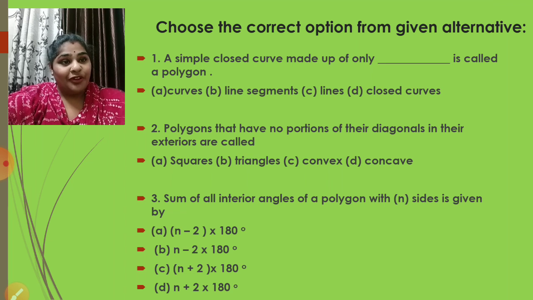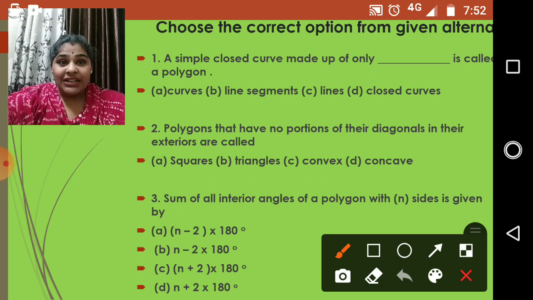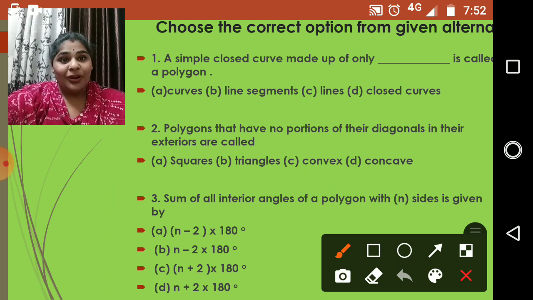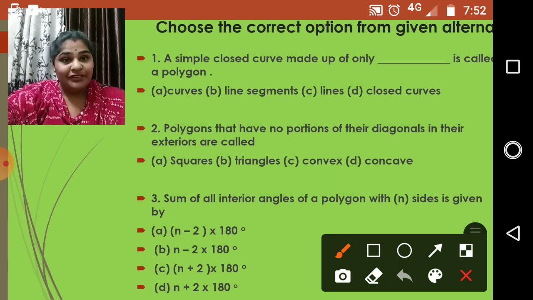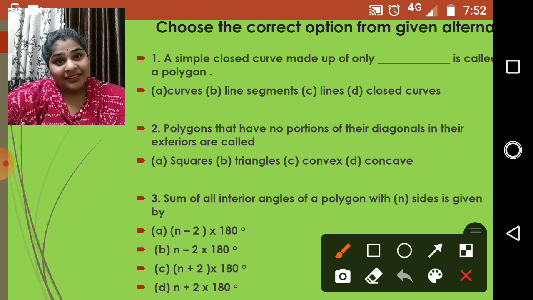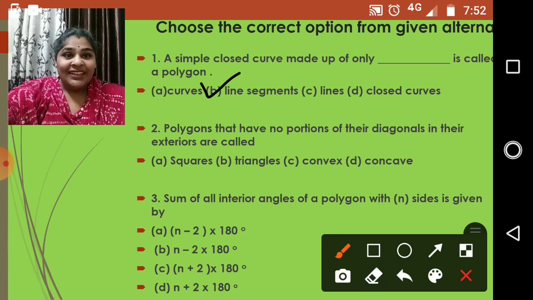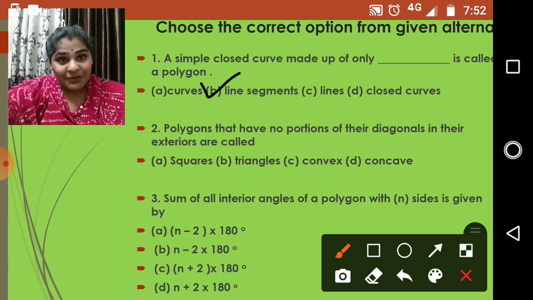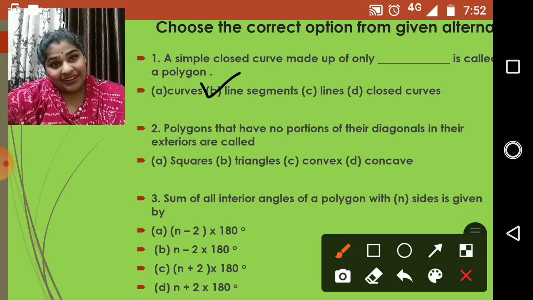Choose the correct option from the given alternatives. The first one: a simple closed curve made up of only dash is called a polygon. Now the first option is curves. No, that is the wrong option. We know polygons are made up of only line segments. So the second option, that is line segments, I know it is correct. So you will be choosing the second option. Now be very careful, read all the options, children, and then only choose the correct option. Option C was lines, which is again wrong. D is closed curves, which is again wrong.